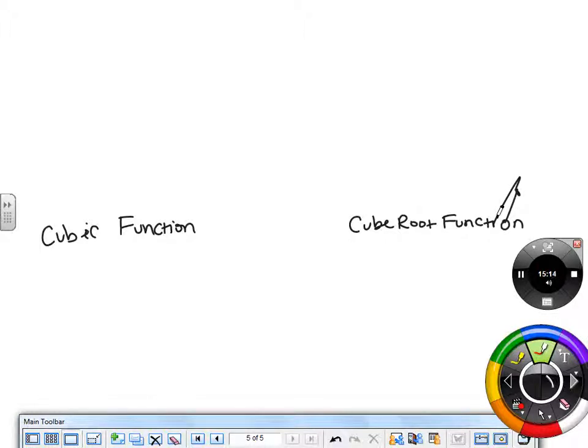It's kind of ugly. All right. So, cubic function. What do you think a cubic function has in it? A cube, okay? And cubing means taking something to the power of 3. So our parent function here for the cubic is x being raised to the power of 3.